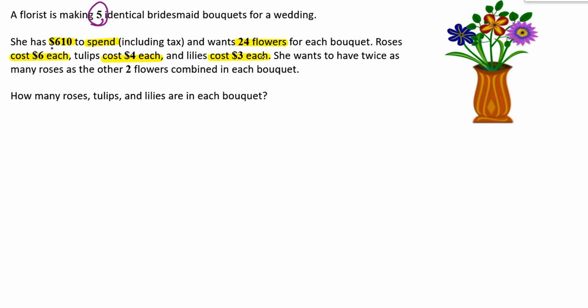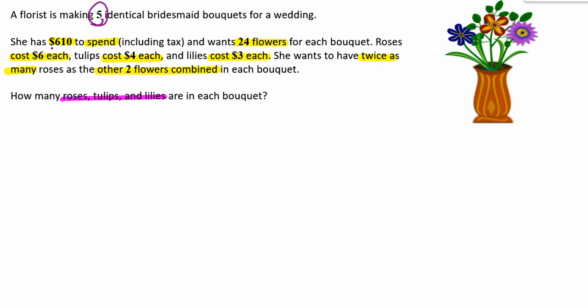Lilies cost $3 each. So right now in my mind, I'm going, okay, it's talking about money, and it talked about a total amount of money up there. So those four things are probably going to go together. She wants to have twice, that's a math word, as many roses as the other two flowers combined. Twice as many, as the other two combined. Combined is the key word there. Okay, now look at this last sentence. It says, how many roses, tulips, and lilies are in each bouquet?